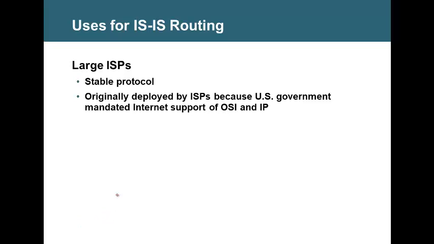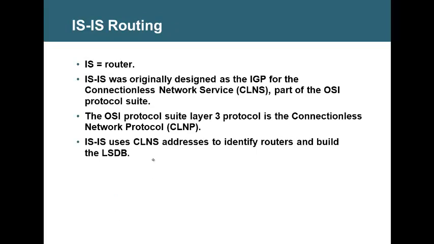The original ISIS was designed as the IGP for CLNS, not for IP. It was for connectionless network service. That was the old method, the old layer 3 protocol, instead of IP. Today we have IP now, everything is IP.